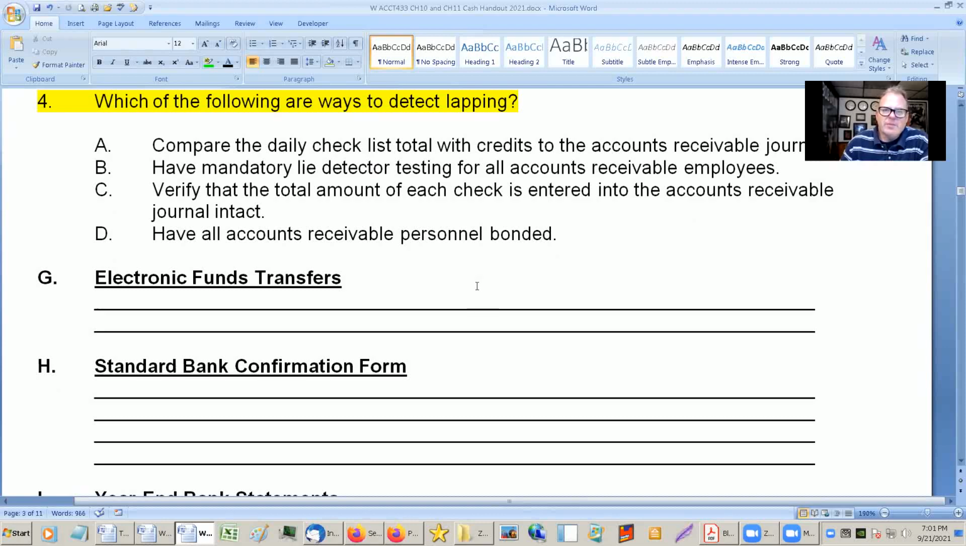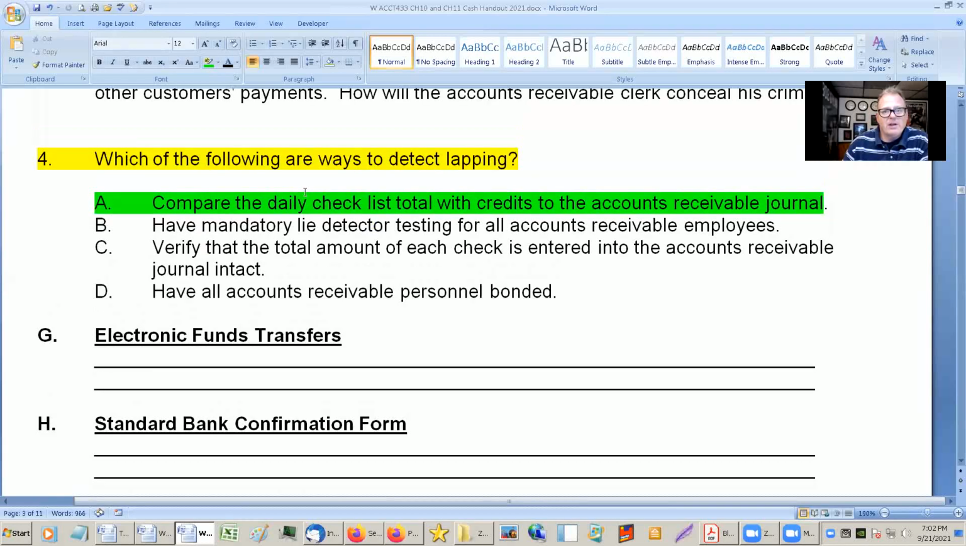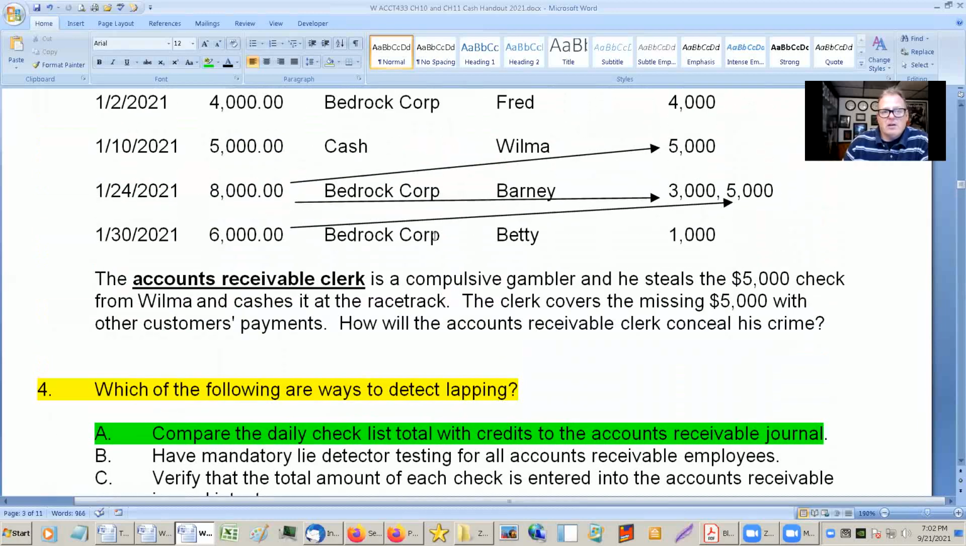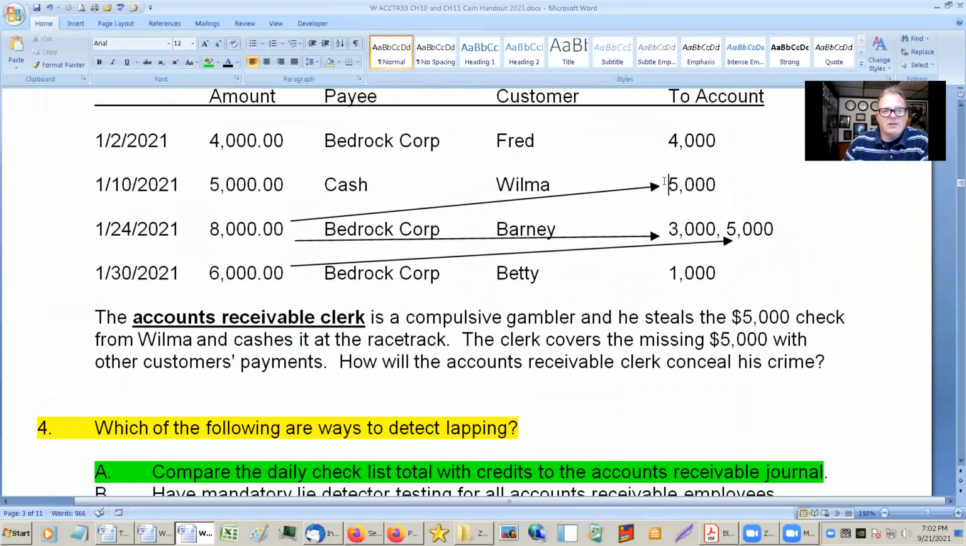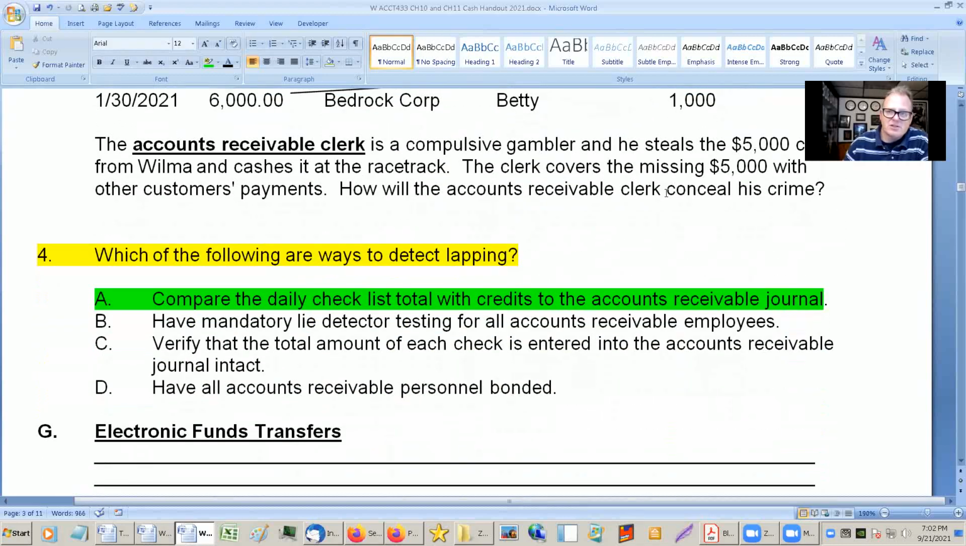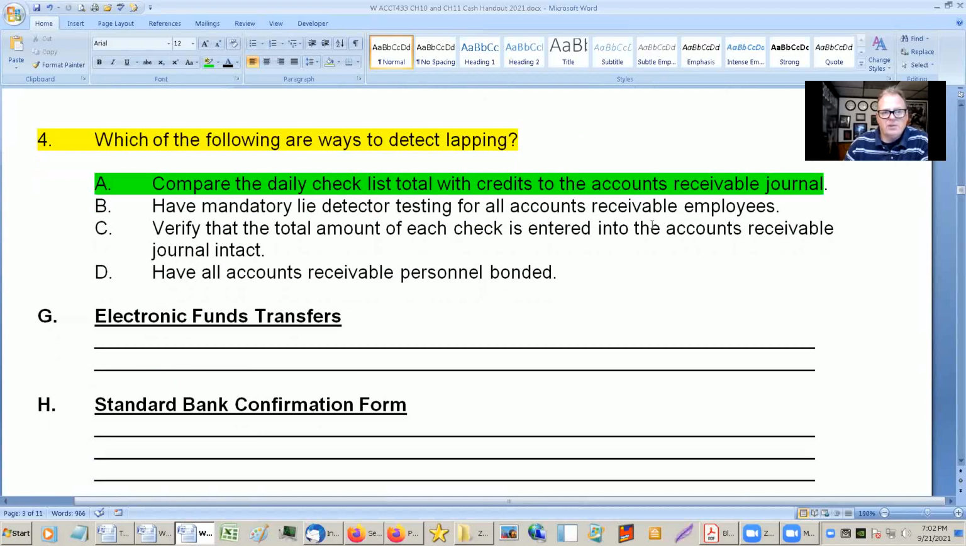There's actually two of them that aren't too bad. Anyone? A, compare the daily checks list total with credit to the accounts receivable journal. Yeah, this would find it. It would find it when the nurse initially did it, because if this $5,000 check was never applied on the 10th, even though they received it, they'd say, well, why is this $5,000 short? So that would also find it.